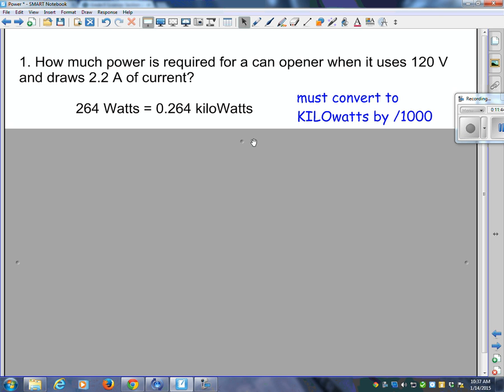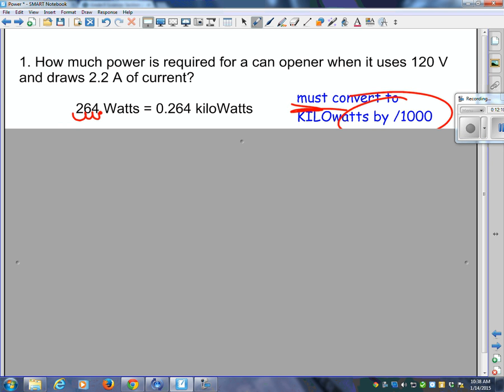You should be on page 2, where it says how much power is required. See that right there on page 2? And you must convert to kilowatts. How do you convert to kilowatts? It says right there, Tyler. Divide by 1,000. Or if you prefer, move the decimal place. 1, 2, 3. You must convert to kilowatts.